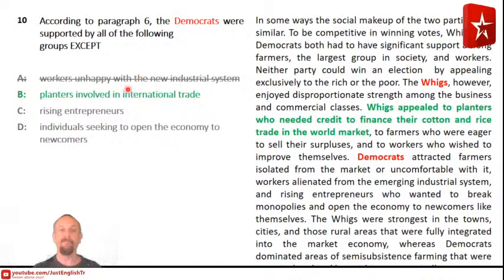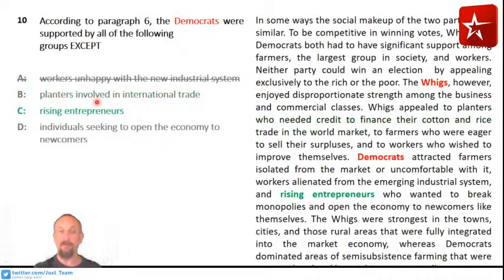B, planters involved in international trade. And bang, I've put that straight up here for you to save time. Here we have that keywords. And as we can see, this information is related to Whigs. We're looking for information related to Democrats. This does not talk about Democrats, except it looks good, but I'm going to double check the other options.